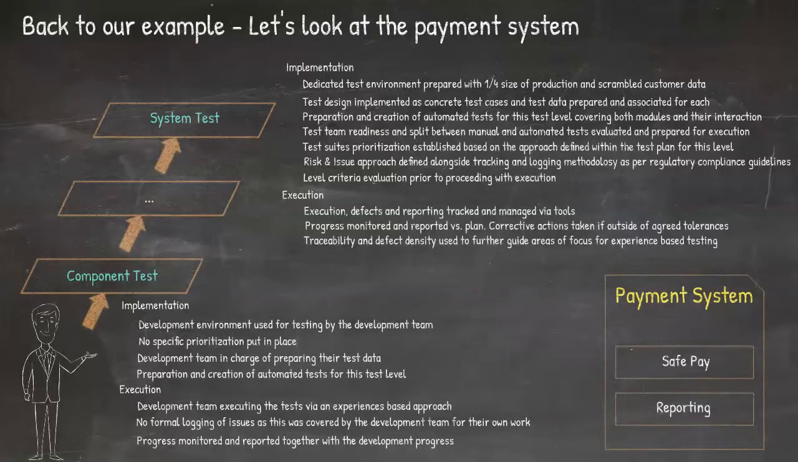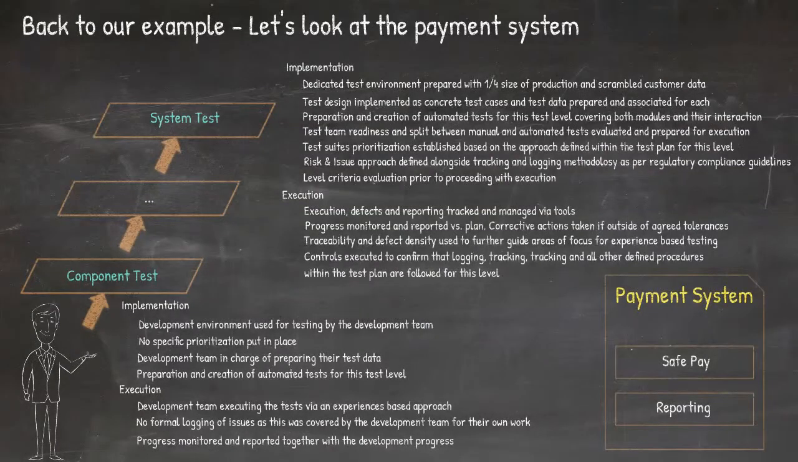Another thing that we need to cover in our project system test is to make sure that the logging, tracking, and any other procedures defined in the test plan are followed by the team. It is a test manager's responsibility to make sure that the test plan is followed for each test level. As you can see, the approach and work we do in unit test versus system test is quite different for our payment system within our project.